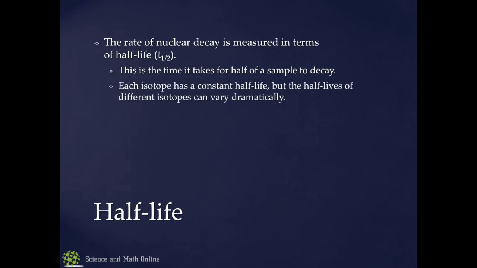Each isotope has a constant half-life, but they can vary dramatically. Carbon-14 has a half-life of 5,730 years, while carbon-15, a very rare isotope, has a half-life of 2.45 seconds. So if I start with 100 grams of that, in under 20 seconds, I'm left with less than a gram, because it decays that fast. Whereas if I have 100 grams of carbon-14, 40,000 years later I still have a gram left. And so half-lives vary dramatically.